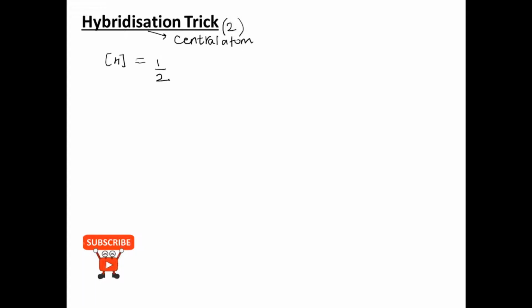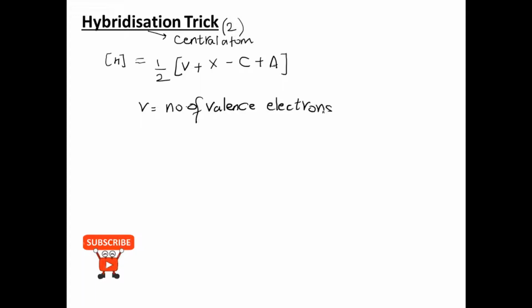The formula is H = half of (V + X - C + A). Now, what do V, X, C and A stand for? V stands for the number of valence shell electrons, or you can say the number of valence electrons. The valence electrons are the electrons present in the outermost shell. And you have to check the number of valence electrons for the central atom. Do not check for all the atoms. It is the central atom whose valence electrons you have to check.